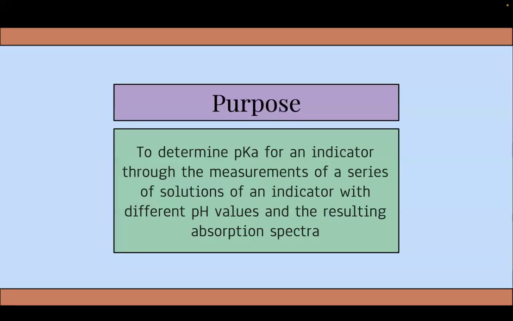The purpose of this experiment is to determine the pKa of the indicator by measuring the absorbance spectra of solutions containing the indicator at varying pH levels. By conducting a series of measurements across a range of pH values, we can figure out how the equilibrium between the acid and base forms of the indicator responds to changes in solution acidity.